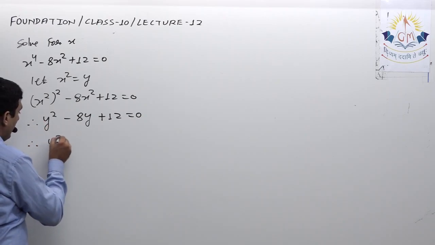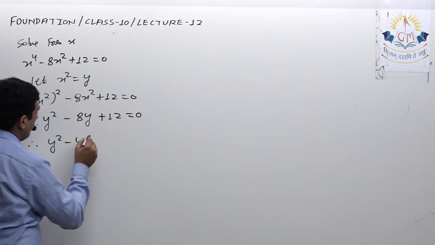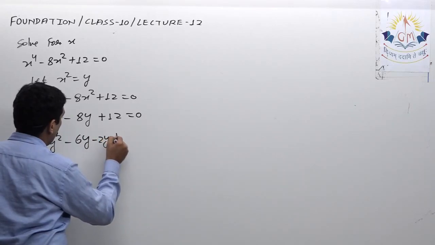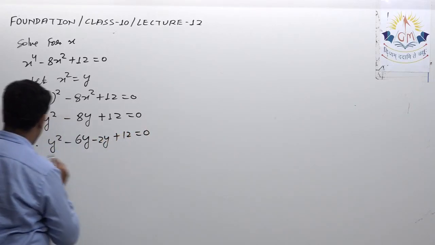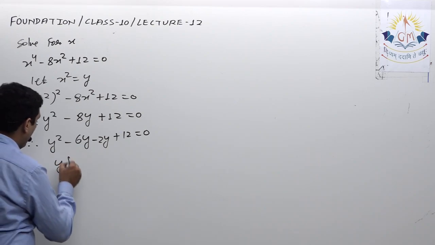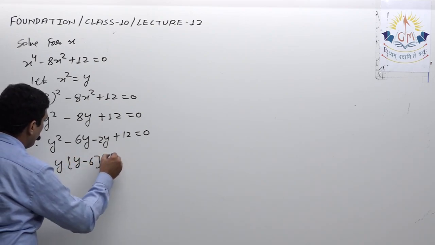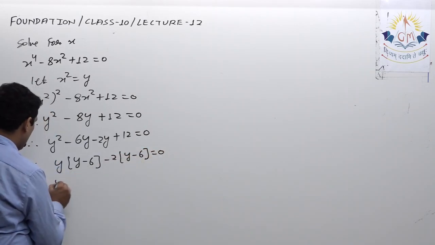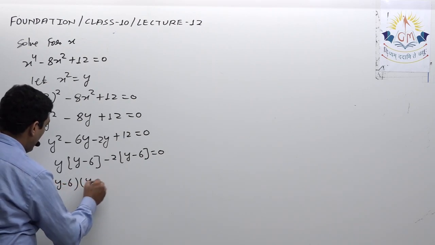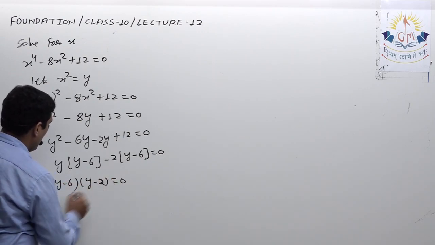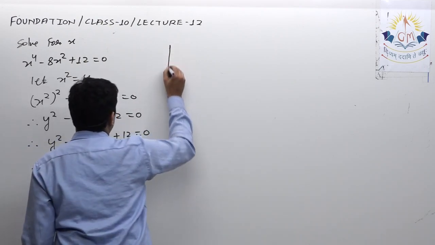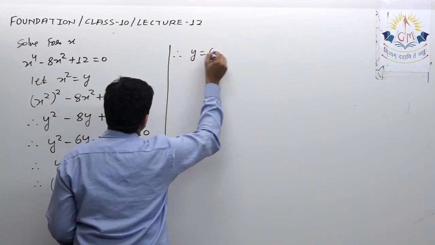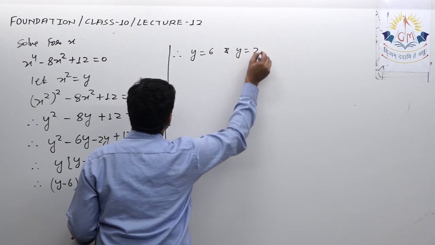So y square minus 6y minus 2y plus 12 is equal to 0. Therefore, now I can take y common, so y minus 6, and from here I can take minus 2 common, so y minus 6 equal to 0. So ultimately y minus 6, y minus 2 equal to 0. So this gives me values of y, isn't it? Y equal to 6 and y equal to 2. These are the two values of y.